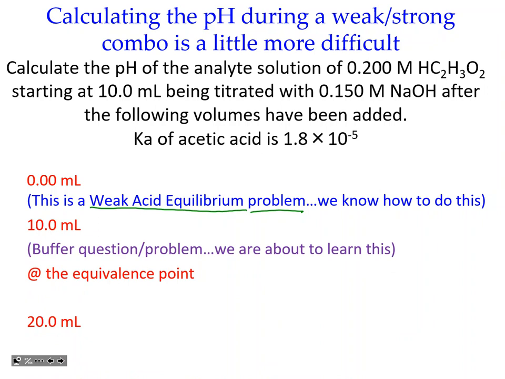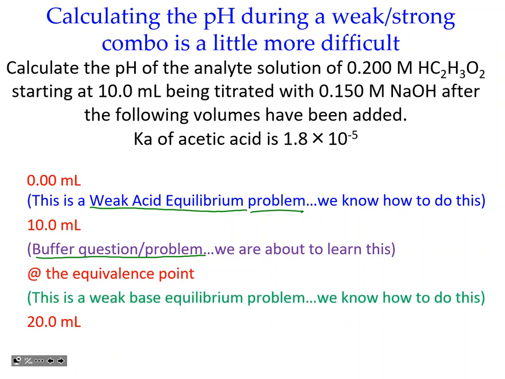Now we're going to skip this for now because we don't know how to do the buffer stuff yet, but we will come back to the buffer stuff and figure out how to do this part later. This is going to be a buffer problem. And actually, in some ways, the buffer problems are a little bit easier. The real dicey part is at the equivalence point. I think this is the toughest part of the curve. This is going to be a weak base equilibrium problem.